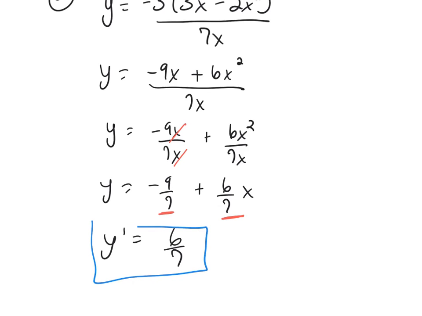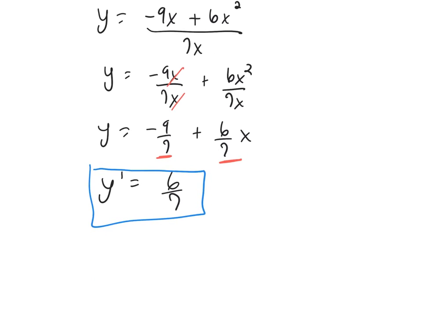So there's my derivative. So just because you have a quotient doesn't mean that you have to use the quotient rule. Sometimes you can simplify and then avoid using the quotient rule, but not always.